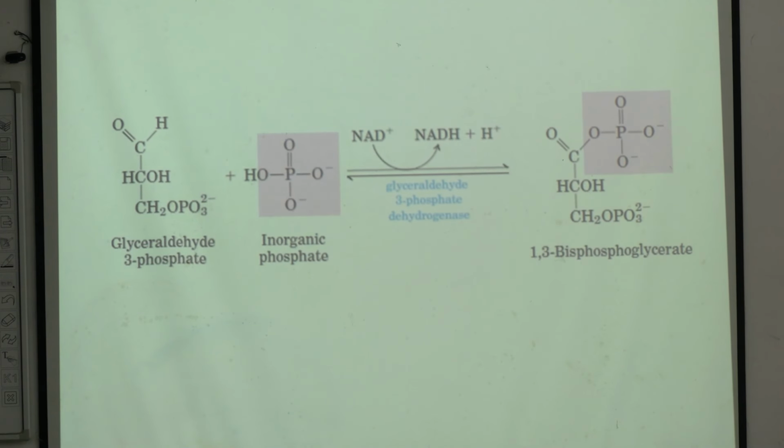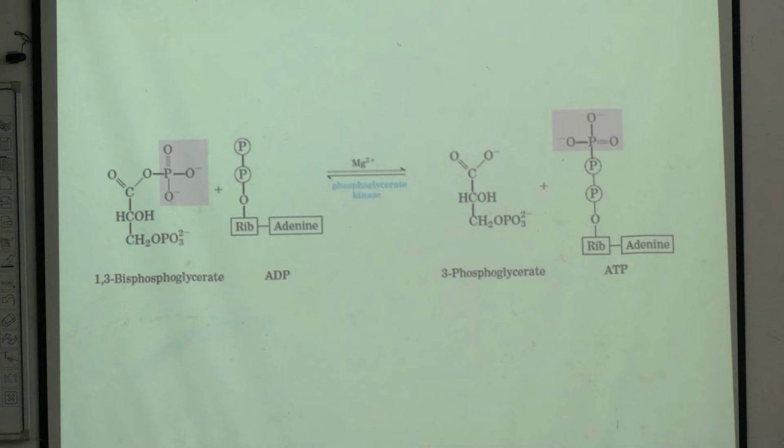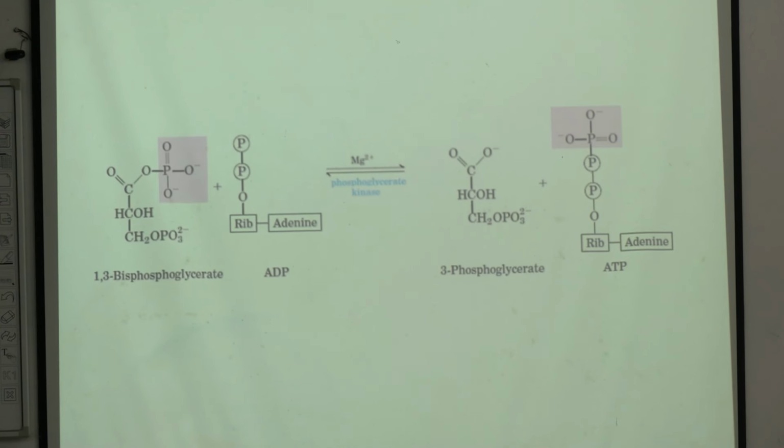So step 6. Step 7. 1,3-bisphosphoglycerate to 3-phosphoglycerate. One phosphate will be removed. Again, this is a transfer of phosphate, but this is a reversible step. Only steps 1 and 3 are irreversible so far. These produce 3-phosphoglycerate or 3-PGA and one molecule of ATP.